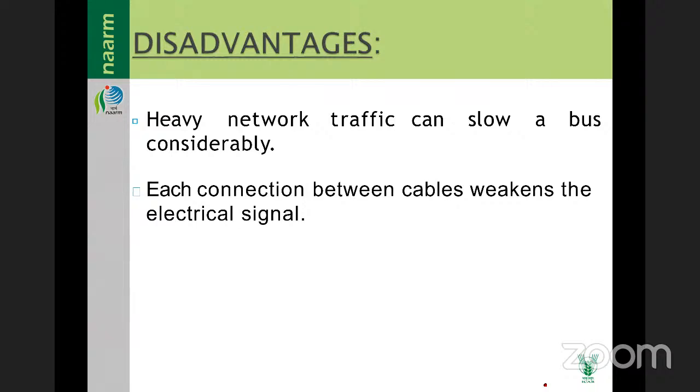Suppose the cable is sending information to the server. So a traffic queue will be there, first in first out, last in first out. So heavy network traffic can slow a bus considerably. Also, each connection between cables weakens the electrical signals. Sometimes this is a problem in bus topology.